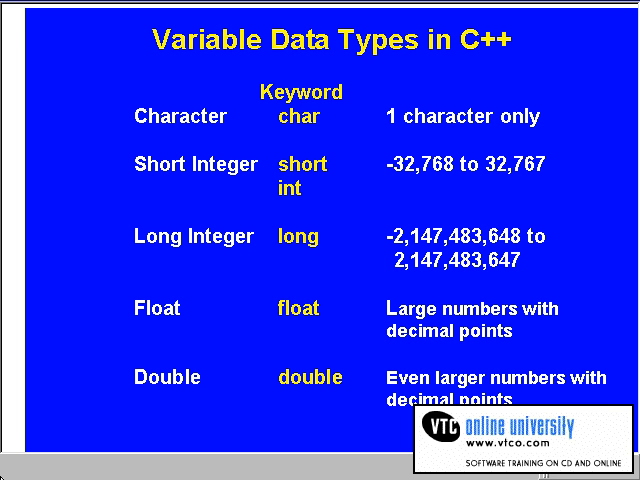The short integer, which uses the keyword short or int, I-N-T, can store numbers between negative 32,768 to a positive 32,767. The long integers, which use the keyword long, can store much larger numbers. But in both cases, the only thing you can store in these variables are whole numbers, that is, no decimal places. If your application requires numbers which require decimal points, then you should use either float or double. Float being the keyword and double being the keyword, respectively.